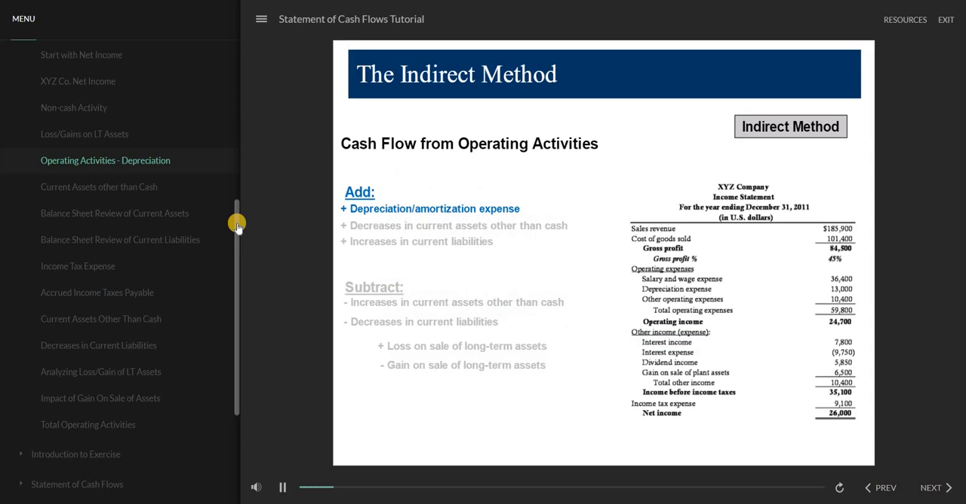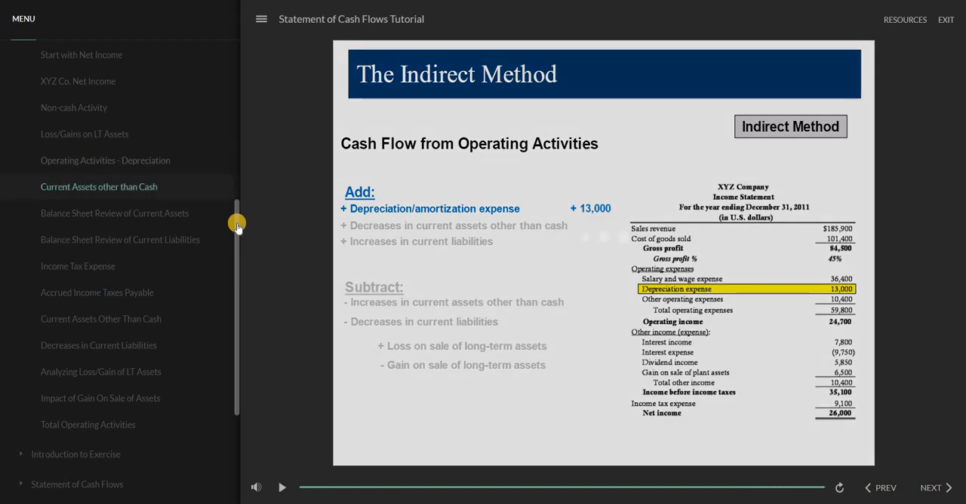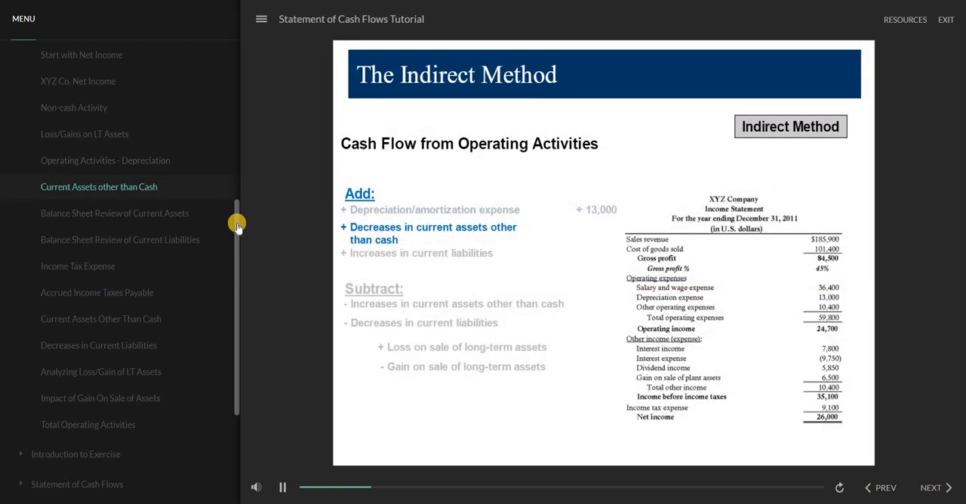Let's begin our adjustments by looking at the income statement and adding back any depreciation or amortization expense listed. We can see that there is $13,000 in depreciation expense, which reflects a non-cash transaction and should be added back to net income if we are only to reflect cash movement. So now let's move on to decreases in current assets other than cash. To obtain this information, we must refer to our balance sheet.